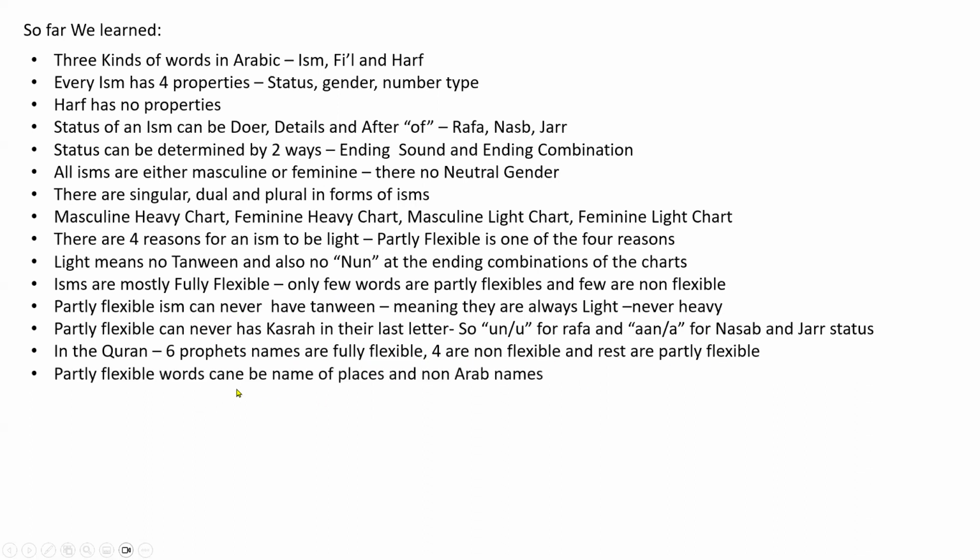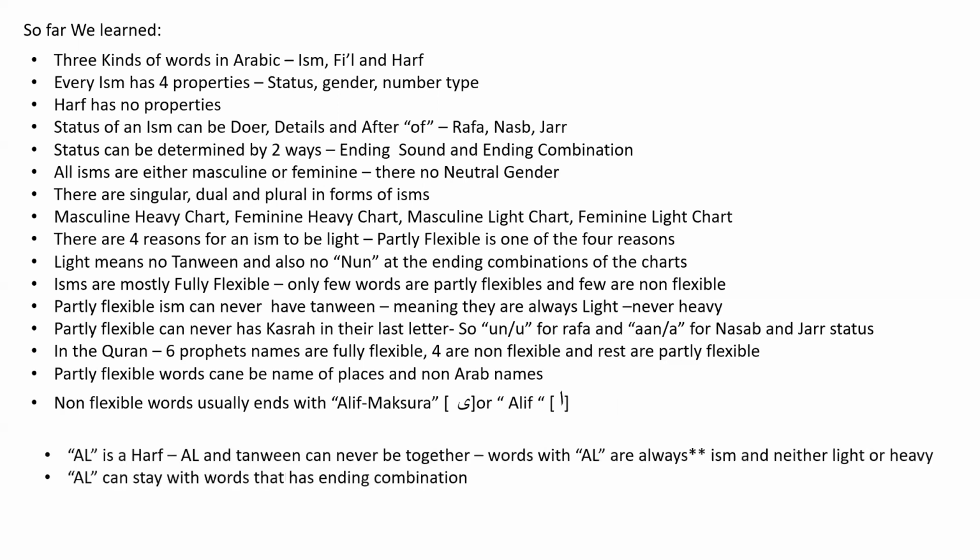Partly flexible words can be names of places and non-Arab names. Non-flexible words usually end with alif maksura or a single alif. There are some other non-flexible words coming in the future, and I'm going to mention them as we go through. Al is a harf. Al and tanween can never be together. Words that have al are always ism, 99.99% of the time. They are neither light nor heavy, they're irrelevant. Al can stay with words that have an ending combination, so al and combination have no problem. Al has a problem with tanween, so al and tanween cannot stay together.